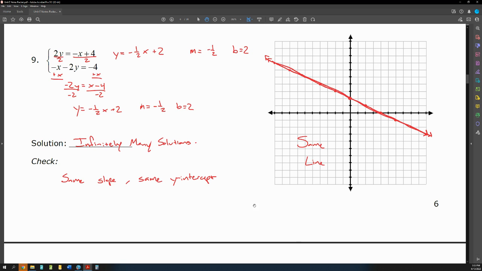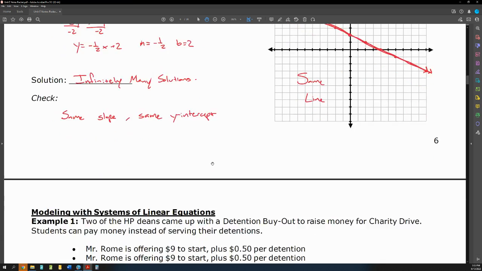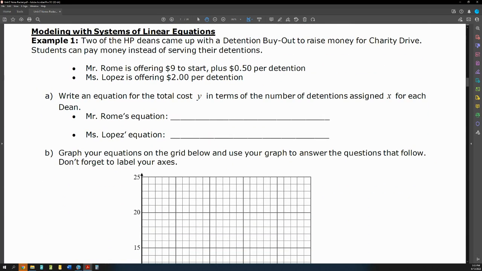All right. Let's move over to the next page. So now we're going to do some modeling with systems of linear equations. Example 1: Two of the HP deans came up with a detention buyout to raise money for a charity drive. Students can pay money instead of serving their detentions.